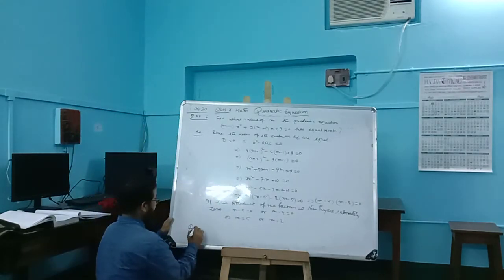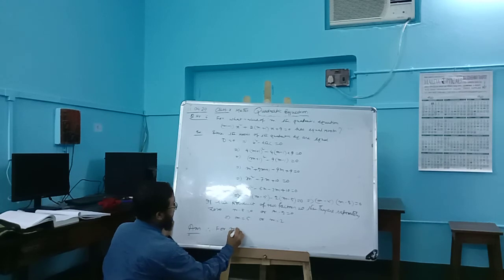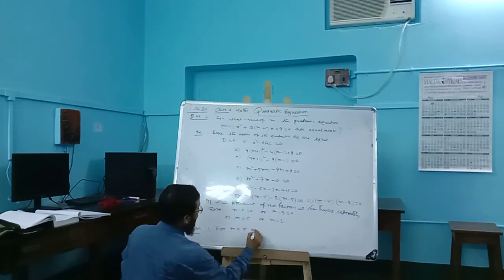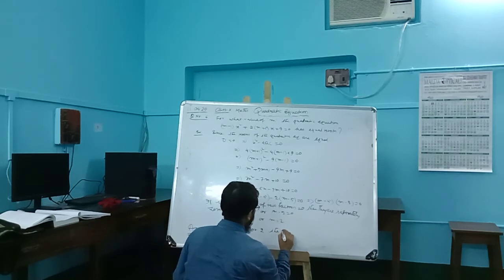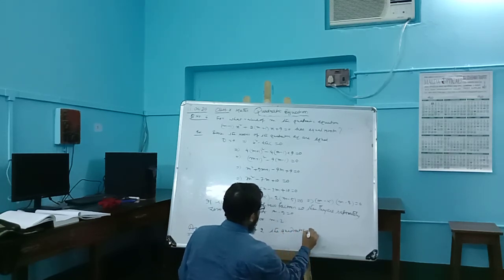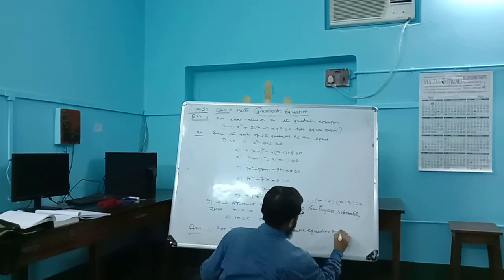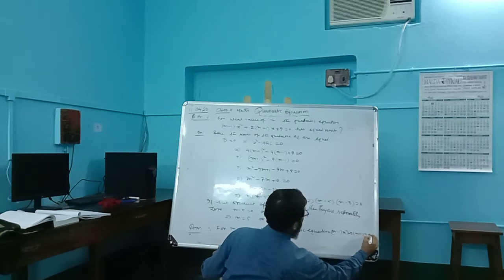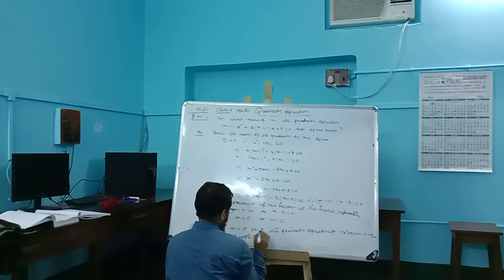Answer. Therefore, for m equal to 5 or 2, the quadratic equation (m minus 1)x square plus 2(m plus 1)x plus 9 equal to 0 has equal roots.